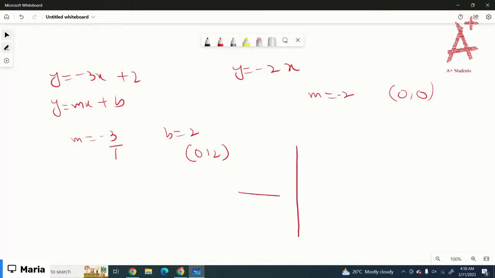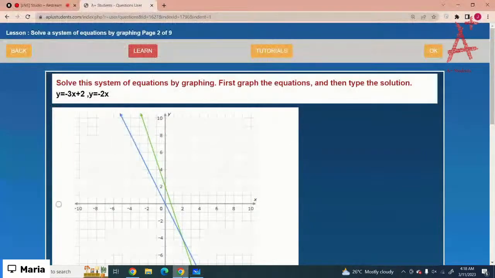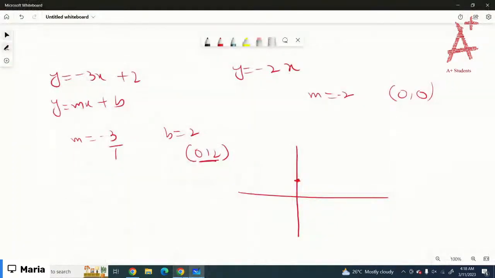Okay, so here you have x is 0, y is 2. That is the point from the first line, 0 and 2. Got it? Okay, negative 3 and 1. Move 3 points down, 1, 2, 3, and 1 point right. So here is the second point. So this is the line for equation number 1.